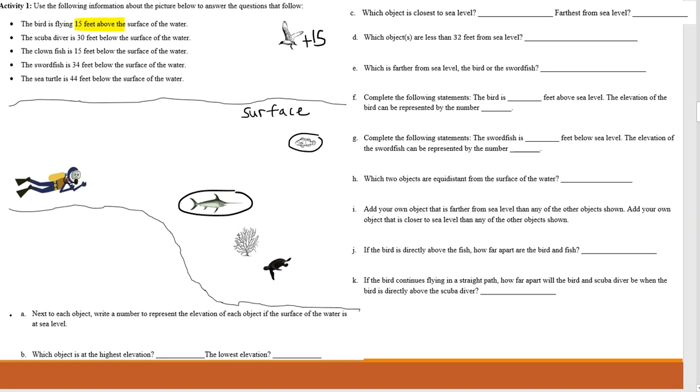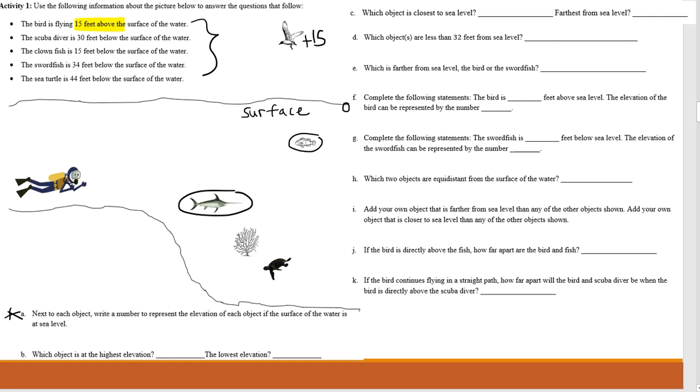Okay, now let's go ahead and look at what you need to do for this activity. So for part A, next to each object, write a number to represent the elevation of each object if the surface of the water is at sea level. So if the surface of the water is at sea level, we're going to say the integer for that would be 0. After you have completed A, where you've labeled everything on the picture with its location, you are going to then answer questions B, C, D, E, F, G, H, I, J, and K. So go ahead and push pause, complete this activity, and then push play and see if you got it correct.